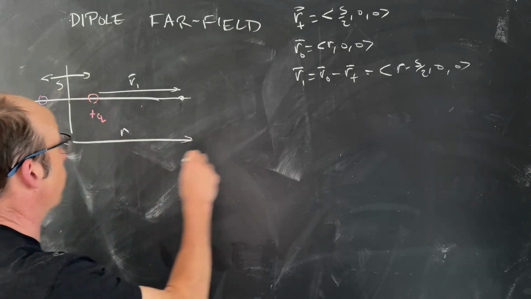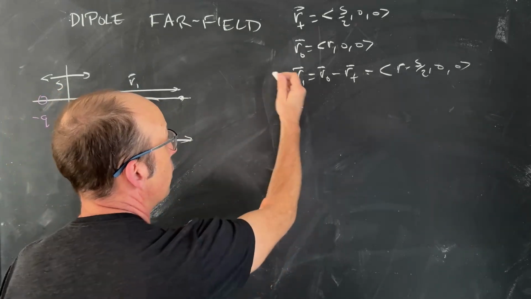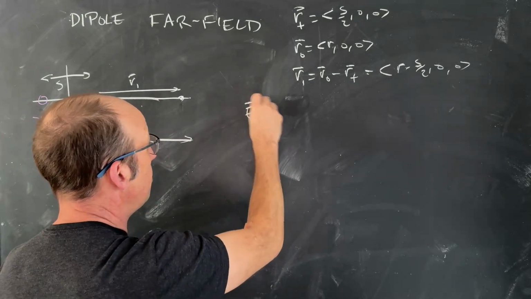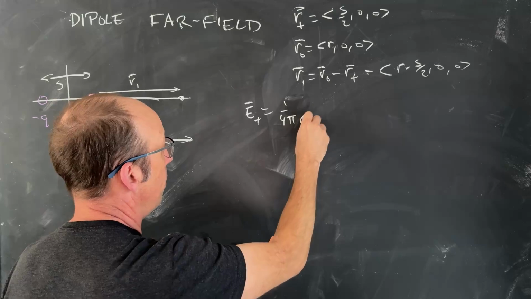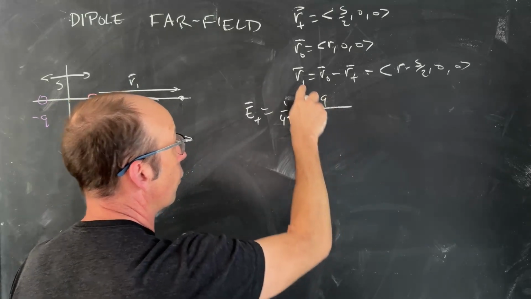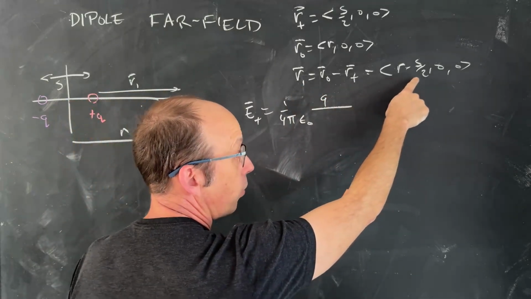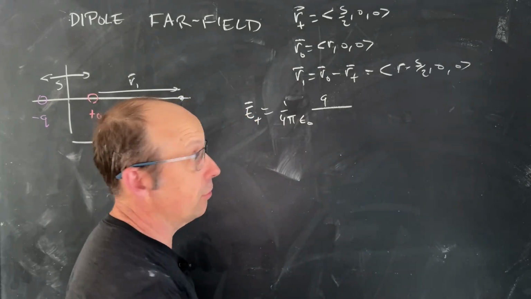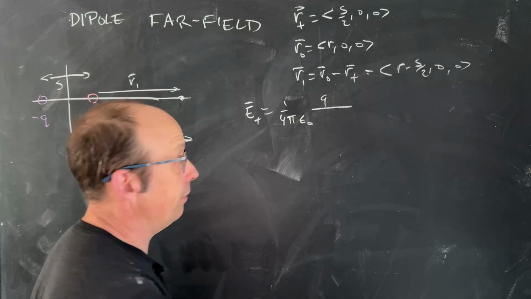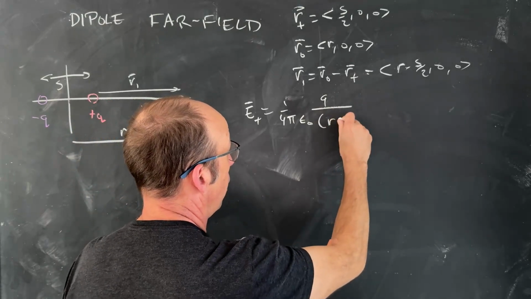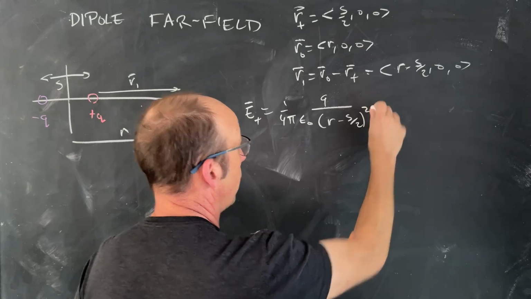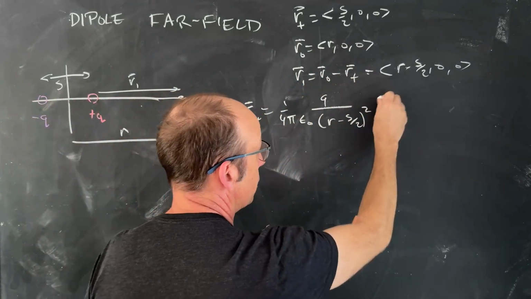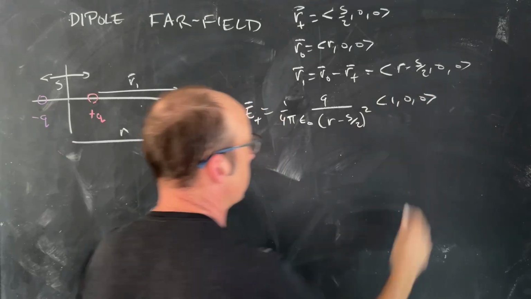Now let's do the same thing for the minus, R minus. Let's just go ahead and write down the electric field due to the positive one. E plus is 1 over 4 pi epsilon naught, Q over R1 squared. I have to find the magnitude of that. But the magnitude of this vector is just R minus s over 2 because the other components are 0. It's pretty easy. So I can just write this as R minus s over 2, quantity squared. Now I need to multiply by a unit vector in this direction, which is just going to be 1, 0, 0.